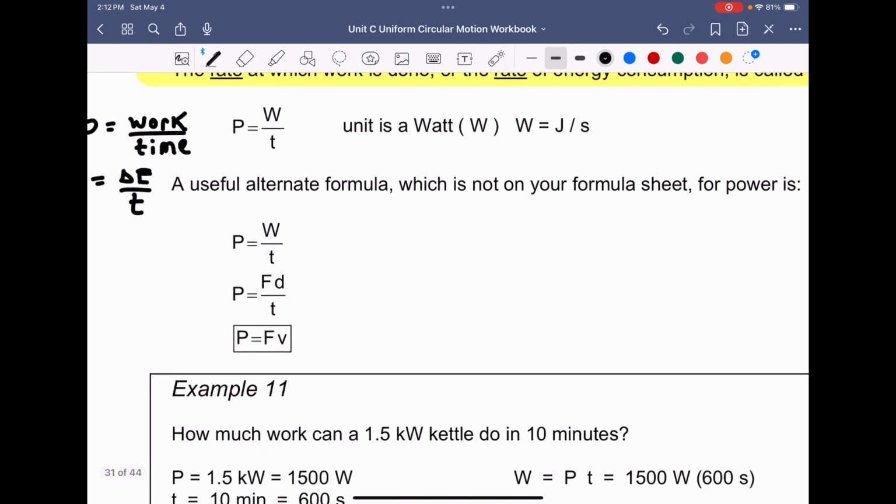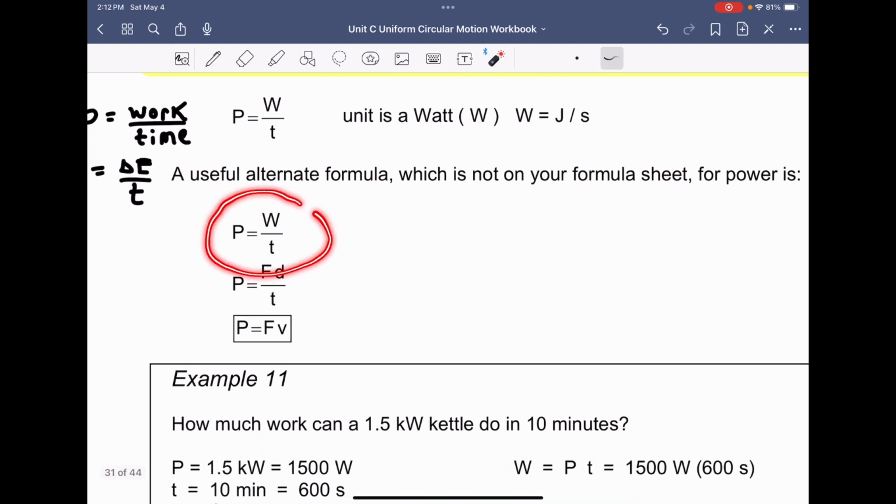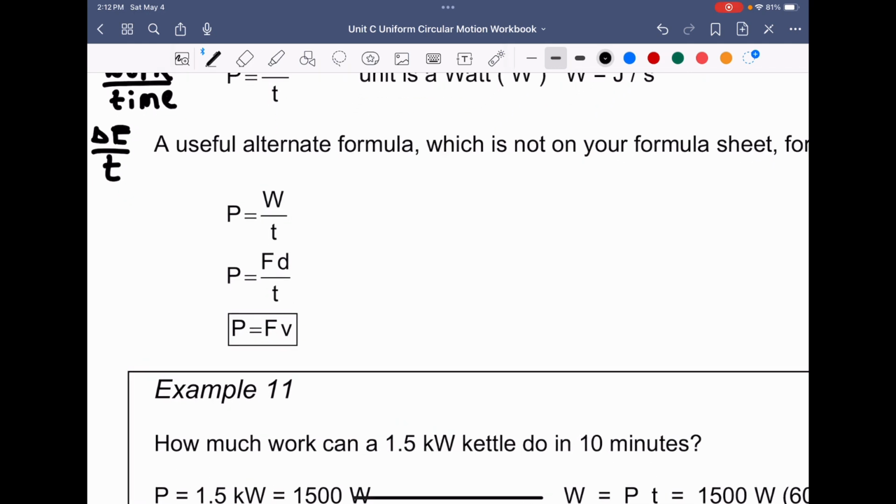Now, on our formula sheet, we're given P equals W over T. But we can do a couple of simple substitutions and derive a different formula, which is P is equal to FV. How we're going to do that is the following. We know that on our formula sheet, work is equal to force times delta D. So that's where we get that FD from in the numerator.